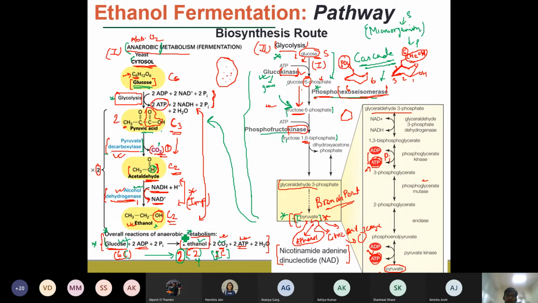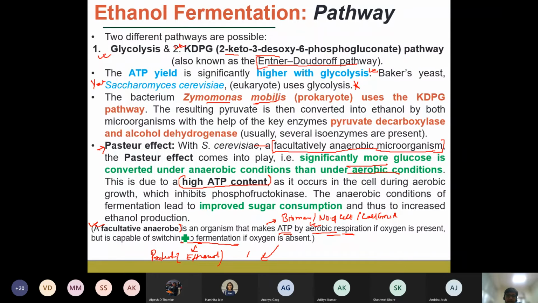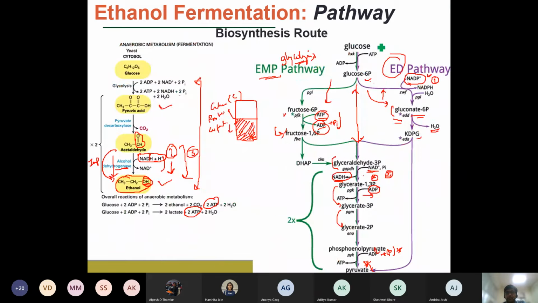Now coming to the point, for example, in the case of Zymomonas mobilis, which is a prokaryote, it uses a different pathway, which is called the KDPG pathway, which is 2-keto-3-deoxy-6-phosphogluconate pathway. So there is a slight modification in this. If we compare the two pathways, we can see the glucose in this case is converted into the glucose 6 phosphate, then fructose 6 phosphate, fructose 1,6 biphosphate, and then it goes into the glycolysis chain to produce the pyruvate.